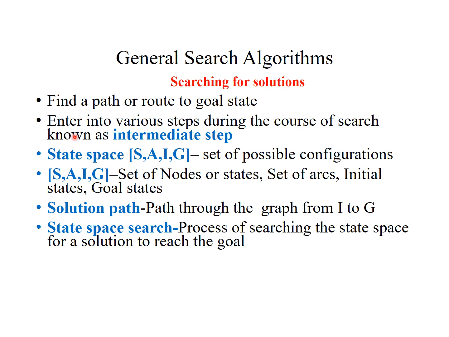The state space is generally defined as a combination of S, A, I, G. They stand for S, the set of nodes or states, A for the set of arcs, I for initial states, and G for goal states. The solution path is the path through the graph from the initial state to the goal state. The state space search is the process of searching the state space for a solution to reach the goal.